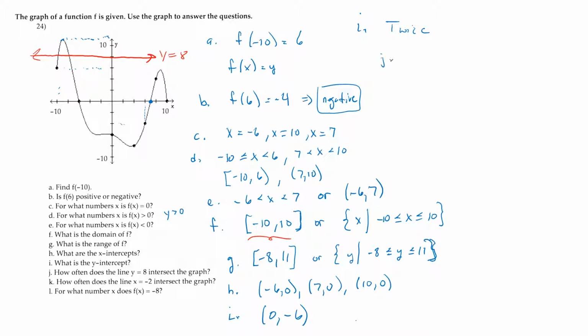And then how often does, let me see, maybe I wrote I twice. So we just did J. Part K wants us to figure out how often does x equals negative 2 hit the graph. Here's the graph of x equals negative 2. It would be a vertical line, and it just hits the graph once.